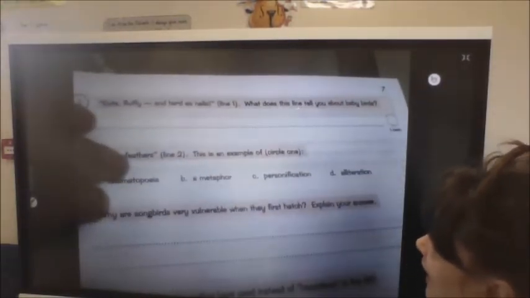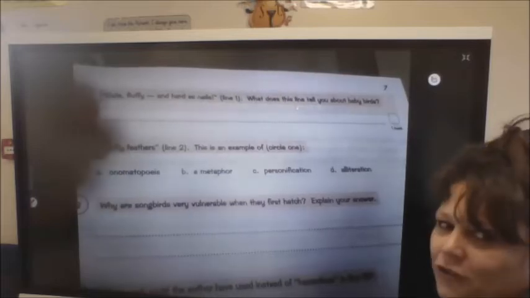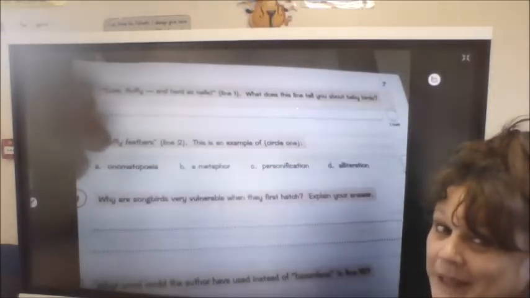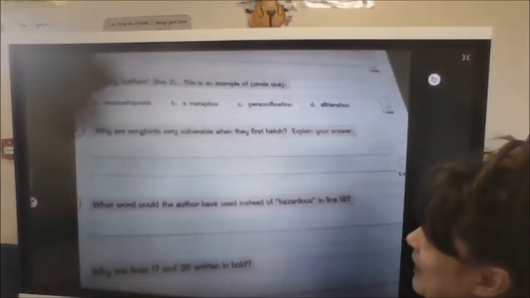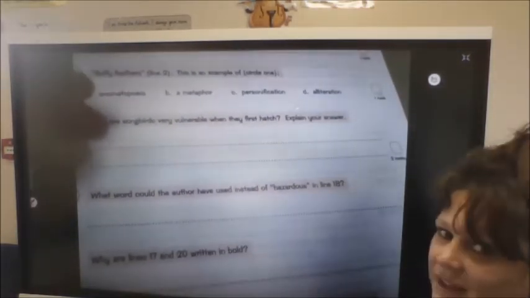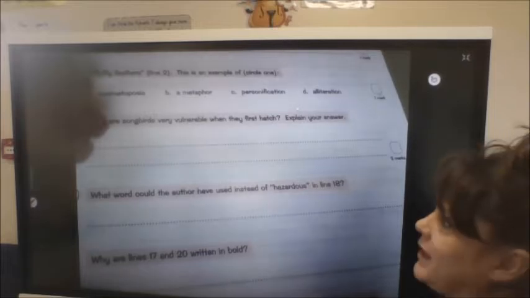So cute, fluffy, and hard as nails. So what does that tell you about baby birds then? Okay, we talked about it. You'll be able to write that. So fluffy feathers. Fluffy feathers.